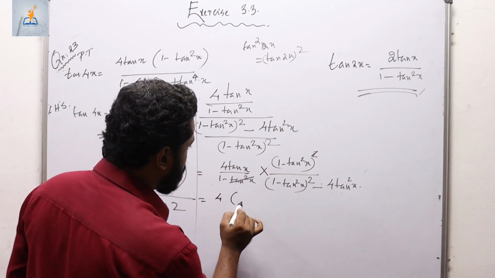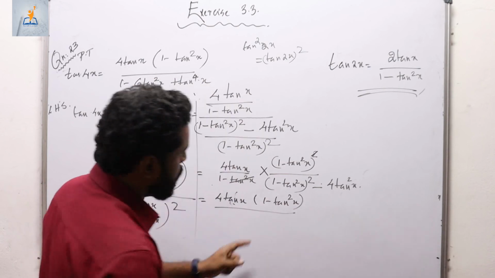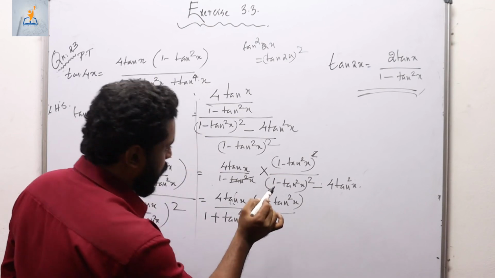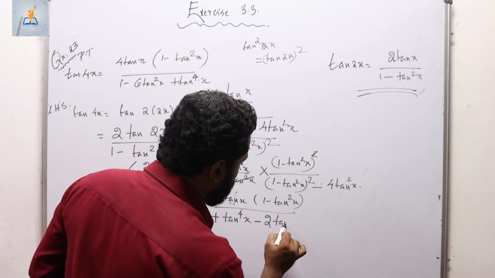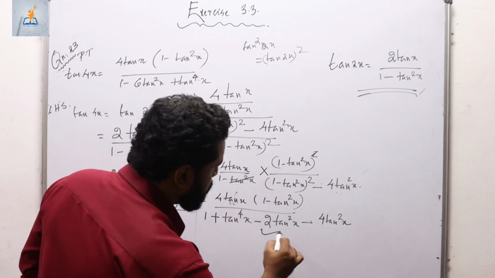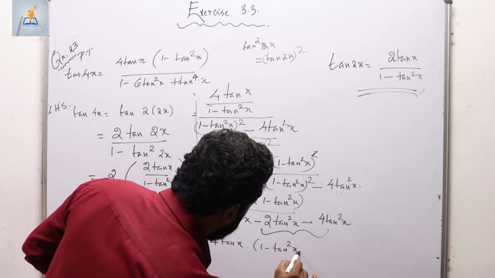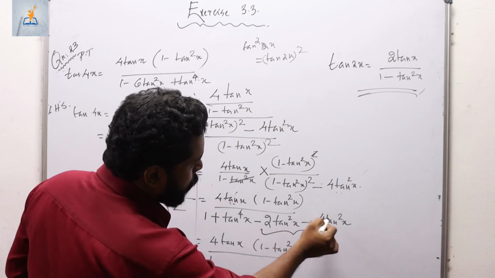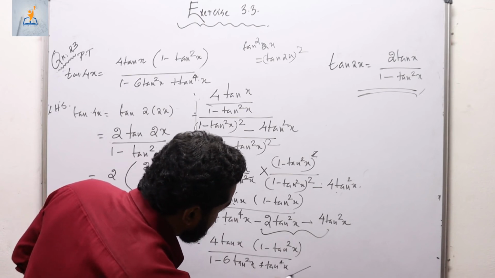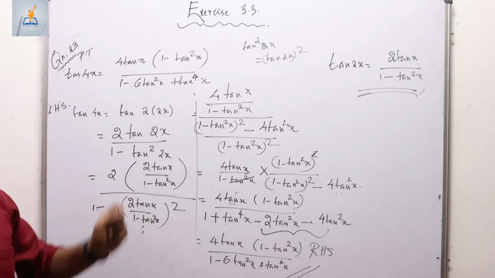Now the numerator becomes 4 tan x into 1 minus tan square x, and the denominator is of the form a minus b the whole square. So a square plus b square, which is tan raised to 4x, minus 2ab, 2 tan square x, minus, here we have 4 tan square x. So on simplifying these things we get 4 into tan x into 1 minus tan square x, whole divided by 1 minus 2 minus 4 is equal to minus 6 tan square x plus tan raised to 4x, which is the RHS of this given equation, and hence LHS equal to RHS, hence proved. Question number 23.